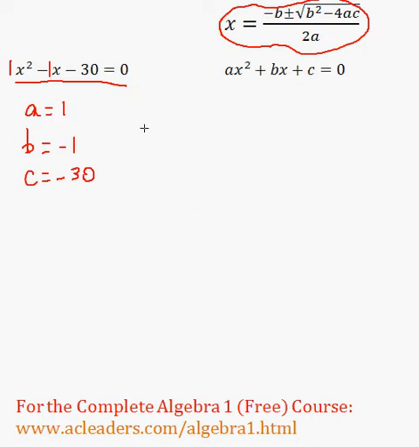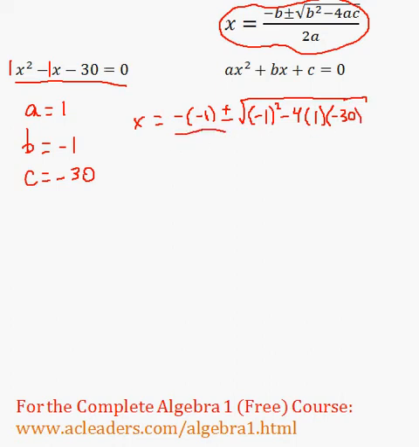Okay, now we can get started. So the quadratic formula is negative b, so we can write negative b, and b is negative 1. So I want to put that in parentheses or in brackets, and the rest of the formula is plus or minus the root of b squared, so negative 1 squared, minus 4ac, so minus 4 times 1, because a is 1, right? And c is negative 30. Here we go.